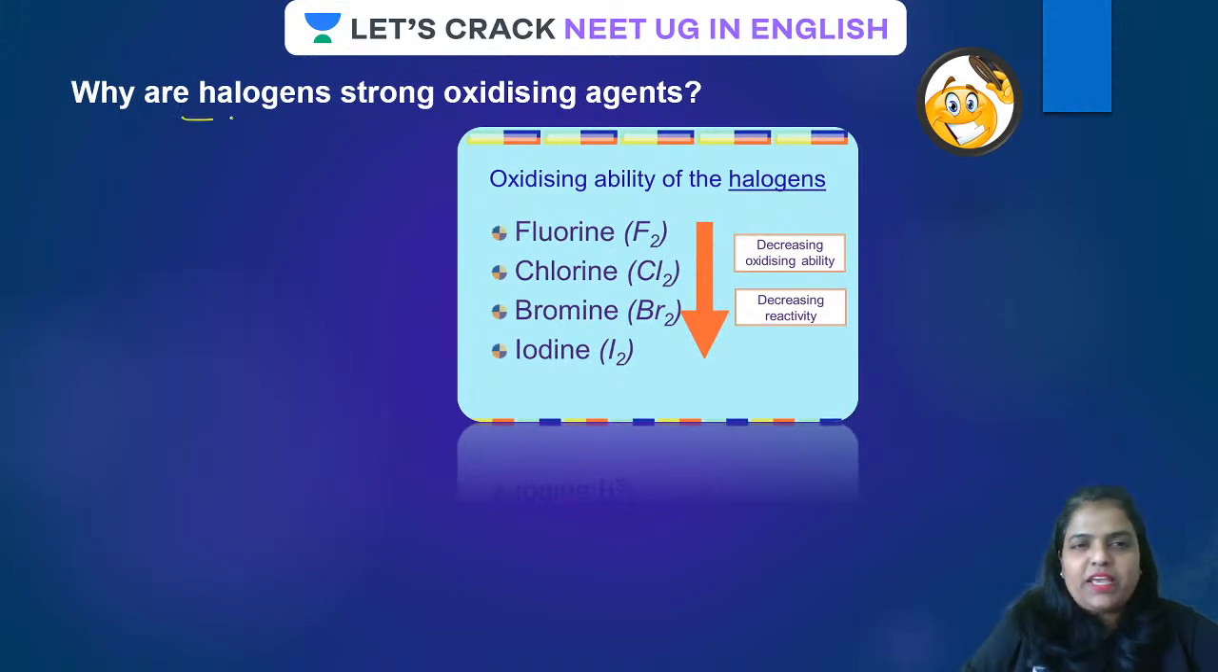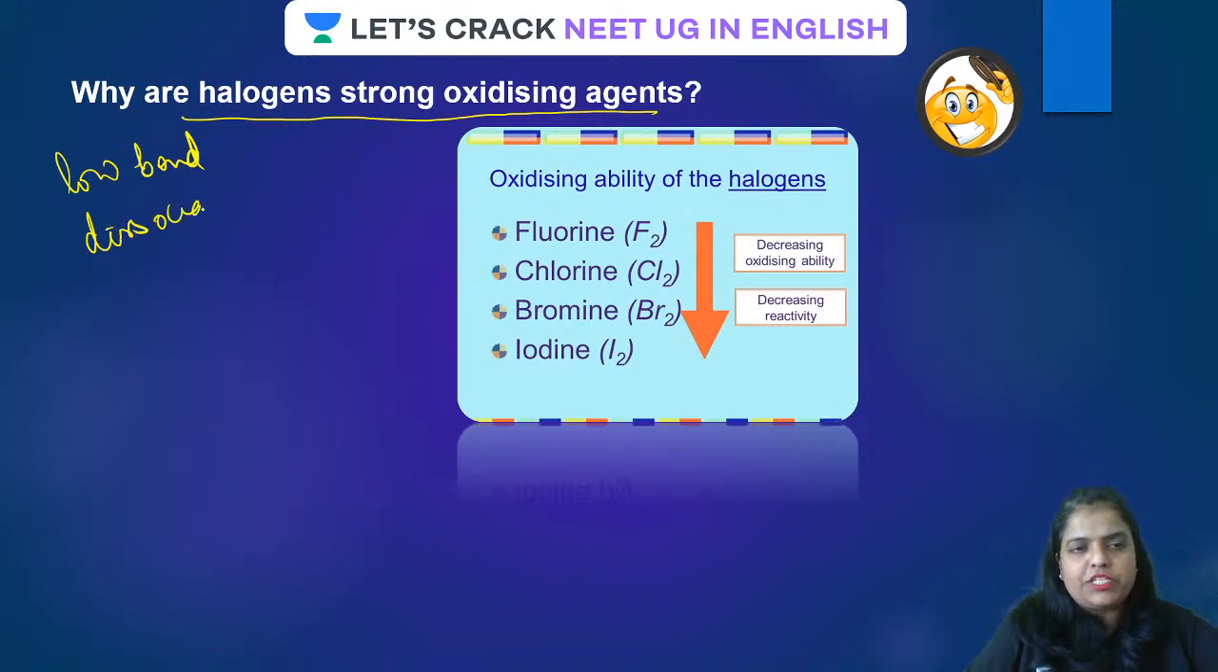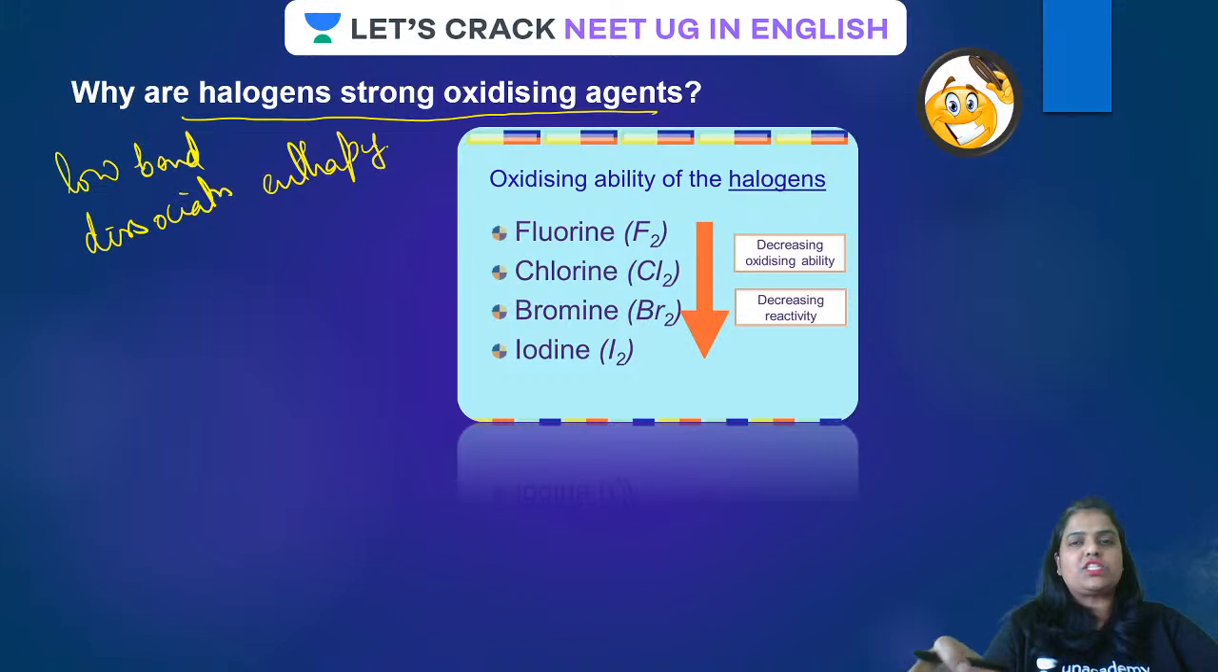So the question is, why are halogens strong oxidizing agents, guys? Okay, let us have a look. These halogens have low bond dissociation enthalpy, low if you compare them with others, not halogens. We are not comparing them amongst themselves. We are comparing them with others. Why? Because the question says, why are halogens strong oxidizing agents?